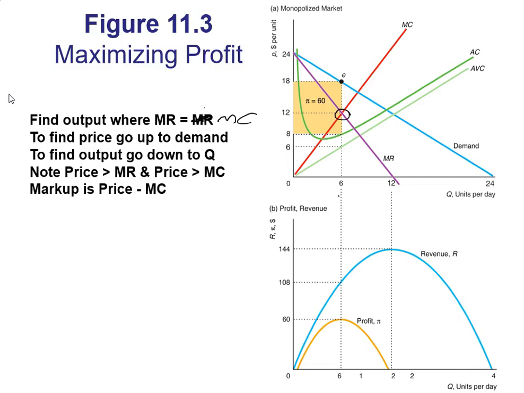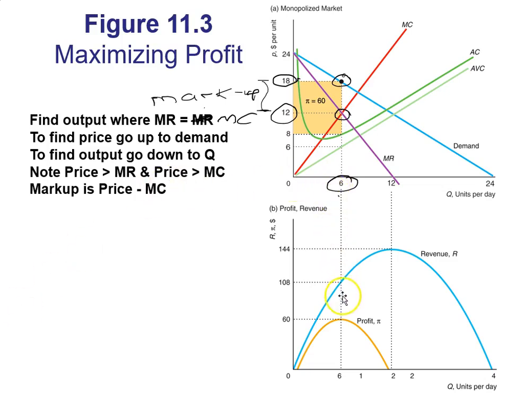So the monopolist wants to go straight down to find the output, and then it goes up to the demand curve and over to pick the price, 18. Note, you don't hang a left where MR equals MC to find the price. And the difference between 12, the MC, and this price of 18 is called the markup. That's our markup, this difference between the price and MC.